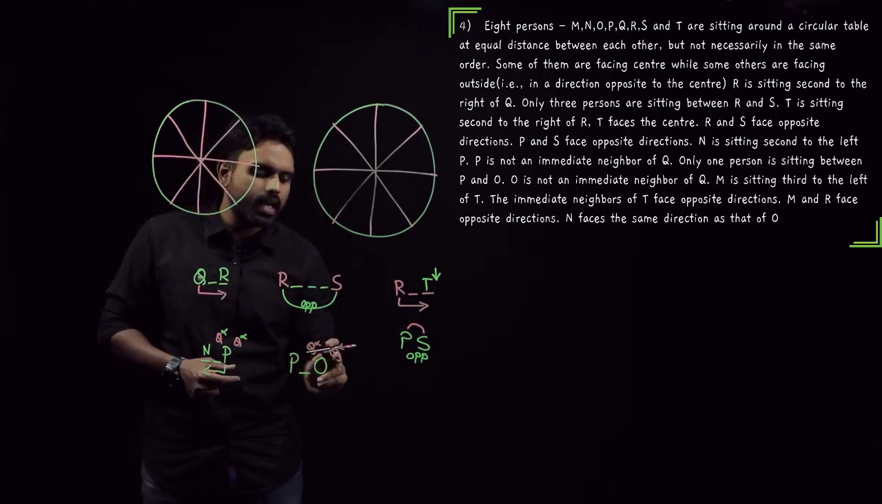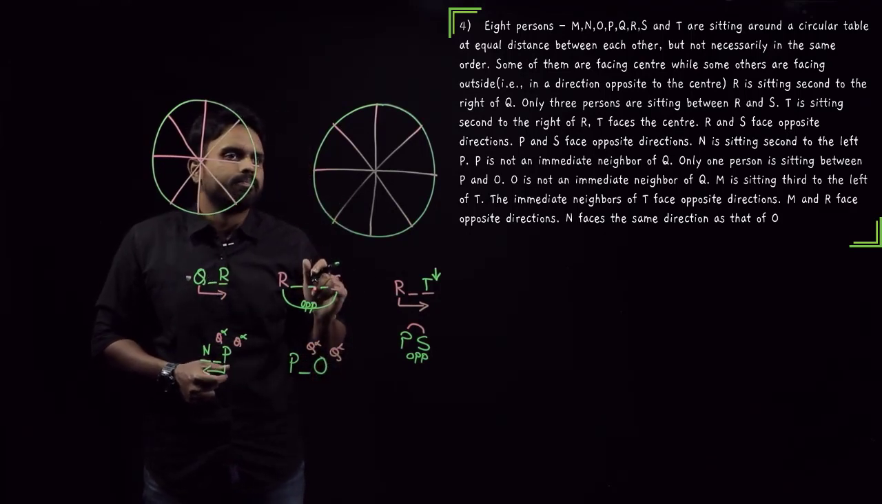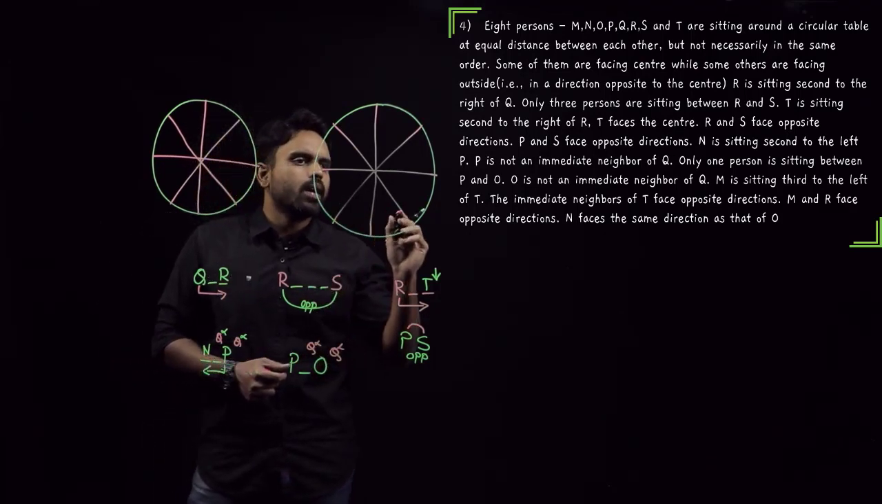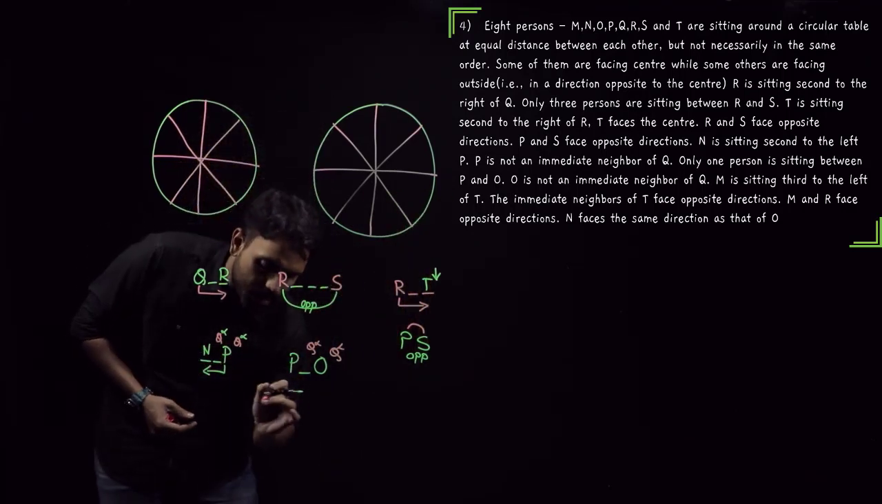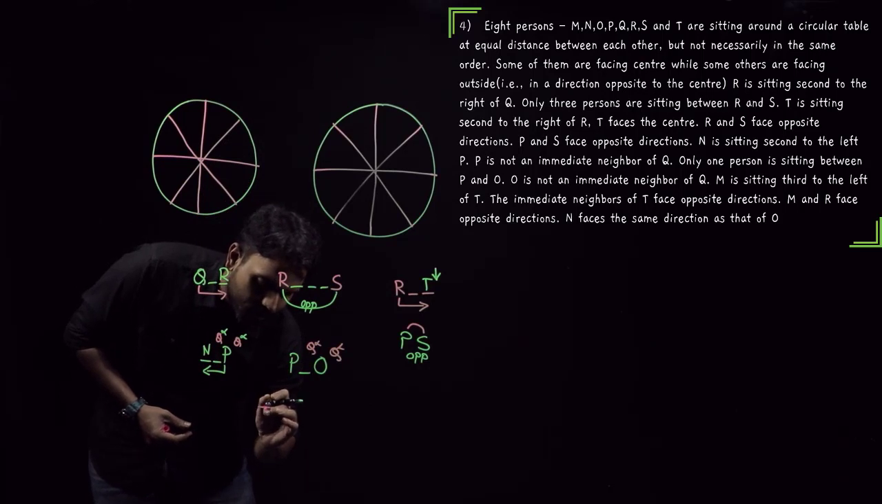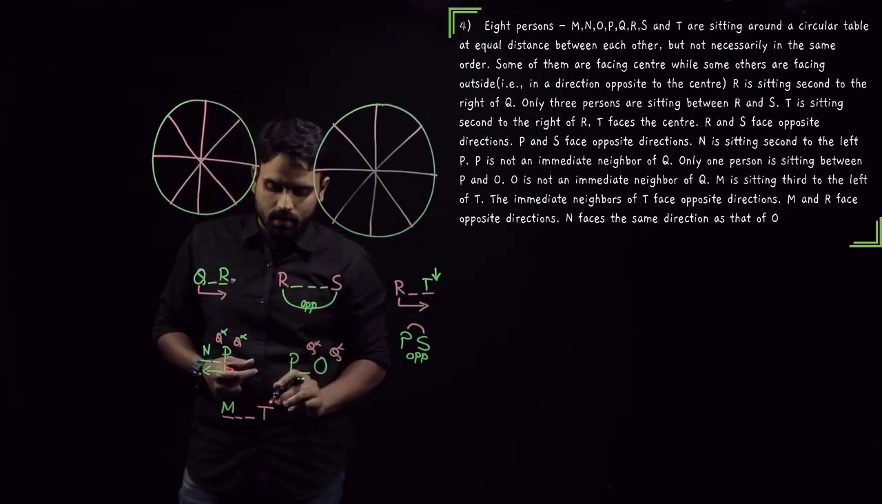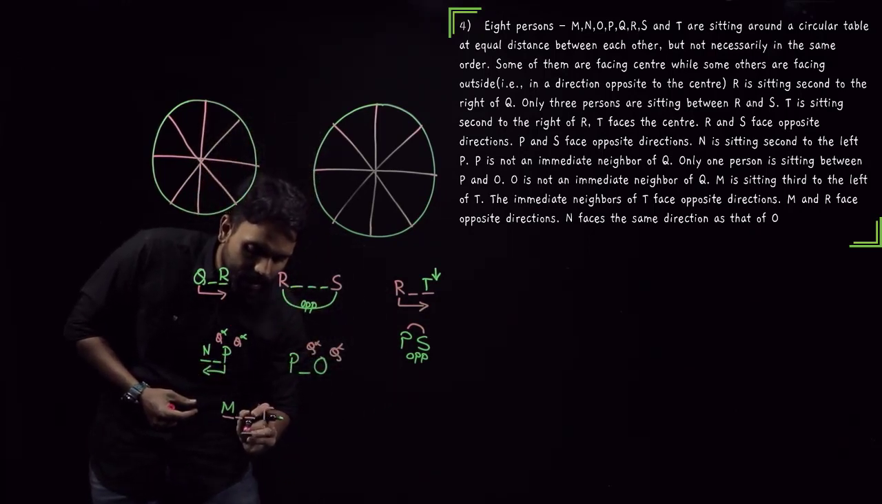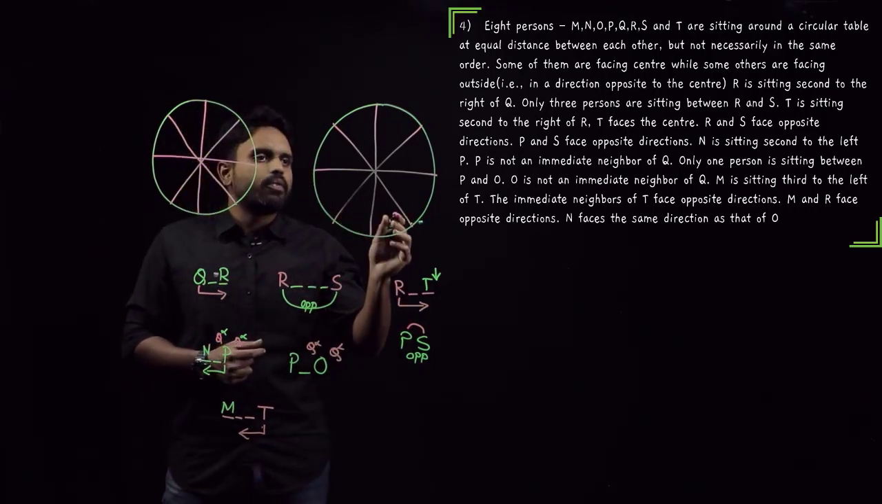Nahi hai, nahi hai matlab cross mark daal ke maine represent kar diya. Aage padhte hain. M is sitting third to the left of T. First to the left, second to the left, third to the left. Who is here? M is here. Left of T. Mark karna mat bhuliyega.